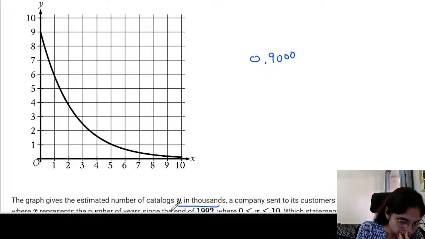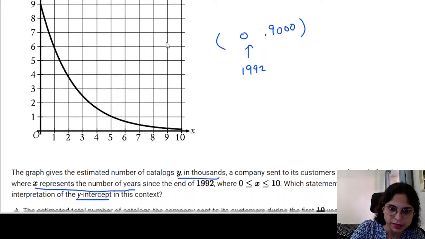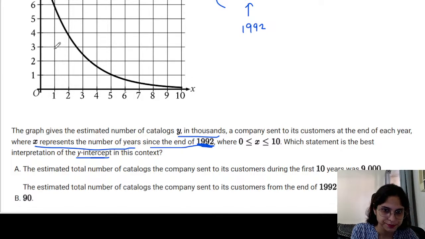It is 9. So your y-intercept is 9000. And 0 is at the end of 1992. So at the end of 1992, your y value has to be 9000. Got it? Because 0 represents 1992. Why does it represent 1992? Because since the end of 1992, your initial value, the starting point, is 1992. So the only thing is that the y-intercept is not going to be 9, it is going to be 9000 because you are calculating y in thousands.